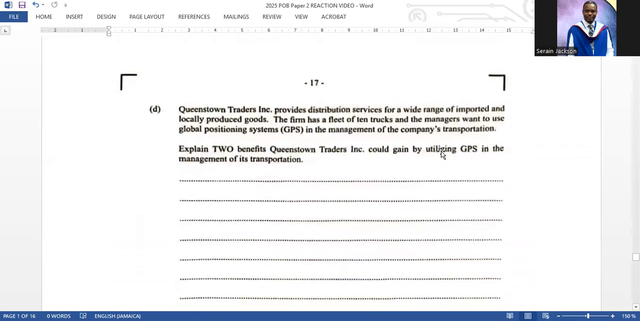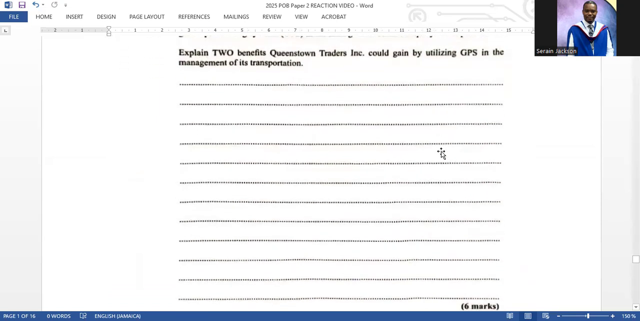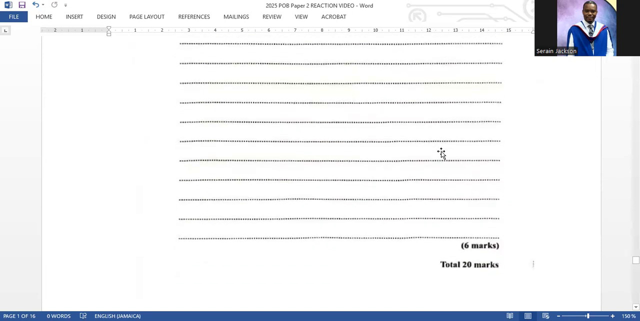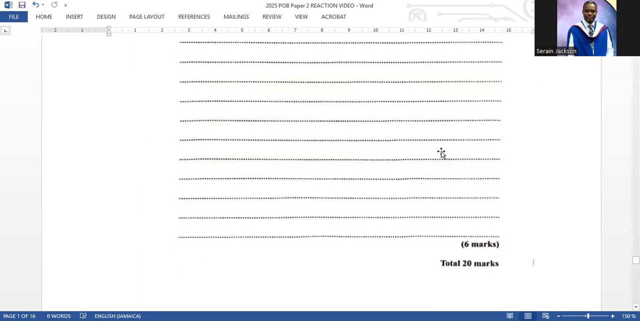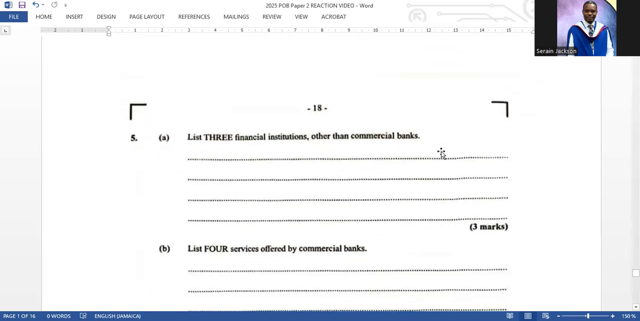Part D, Queenstown Traders Incorporated provide distribution services for a wide range of imported and locally produced goods. The firm has a fleet of 10 trucks, and the managers want to use global positioning systems in the management of the company's transportation. They're asking you to explain two benefits that they could get by utilizing GPS, right? I mean, this is again common sense, right? We know what GPS is, and we even use GPS sometimes. So I guess you guys would be good with this.